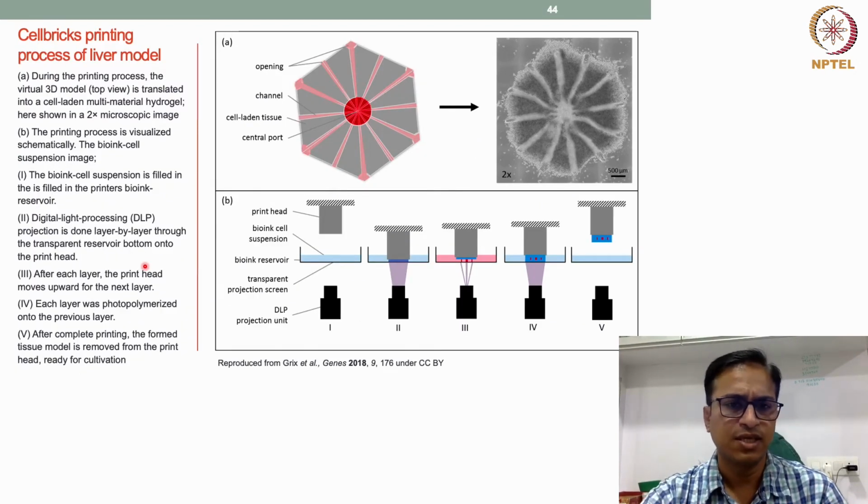Let us discuss a few more studies that are targeted towards bioprinting of liver tissue. This is one such technique where they tried to print a liver model using liver lobule-like structures, the hexagonal units. If you see in the liver lobule, there are blood vessels lining, coming from the terminal end to the central part.